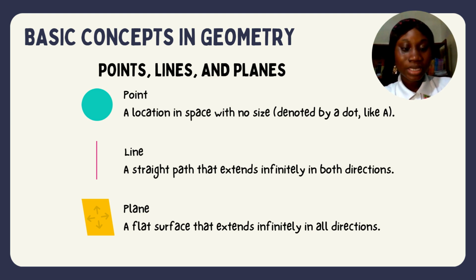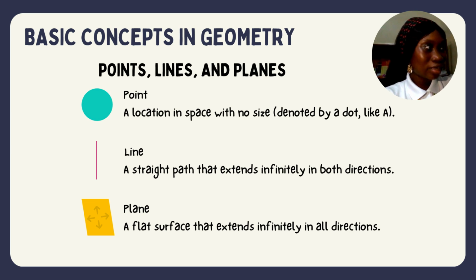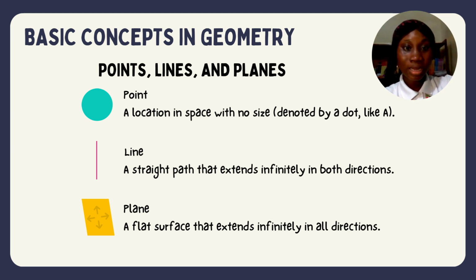Then we have a line. We usually say that a line is the shortest distance between two points. So it's a straight path that extends in both directions. You start with the dot and you drag it all over, and where you stop marks another point. And that's what you call a line.